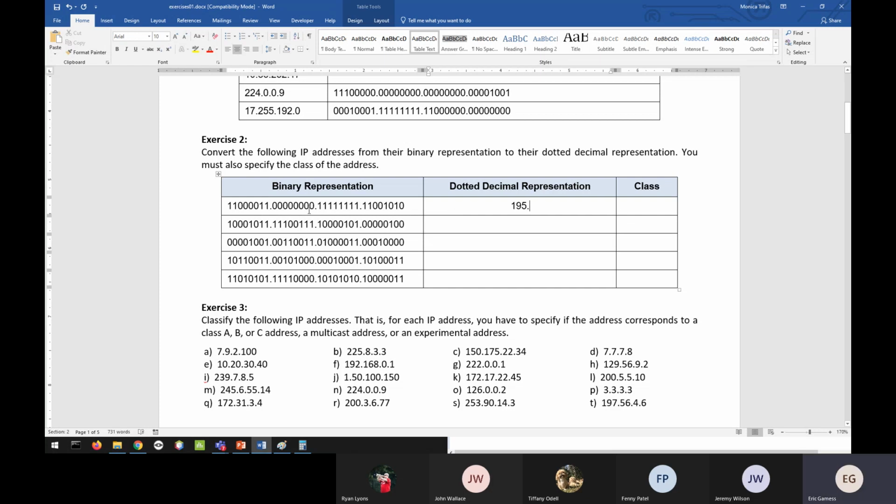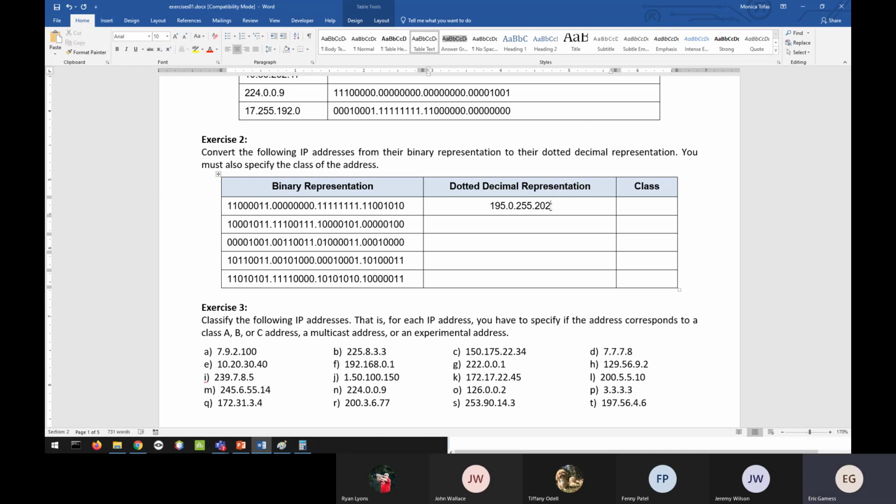What is the second byte? 0. So 195, 0. What is the third byte? 255. And what is the last byte? So it will be 128 plus 64 is 192. 192 plus 8 is 200. And 200 plus 2 is 202. Okay, isn't it? Do you agree with that?